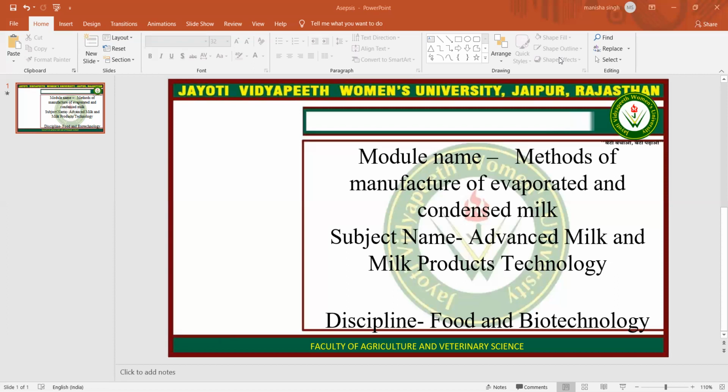For the manufacture of evaporated milk, it is quite similar to condensed milk, but some steps change after the homogenization process, and there is no addition of sugar. The cooling is done at 7 degrees Celsius if sterilization is done on the same day. Otherwise, it will be done at 5 degrees Celsius.